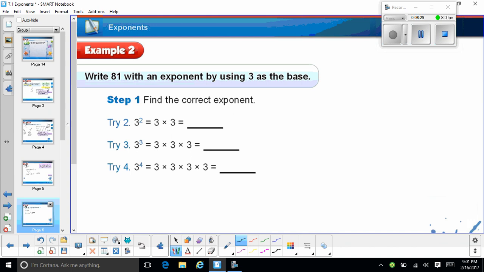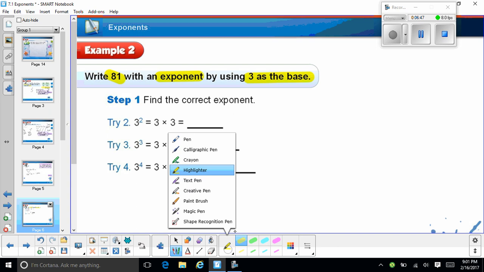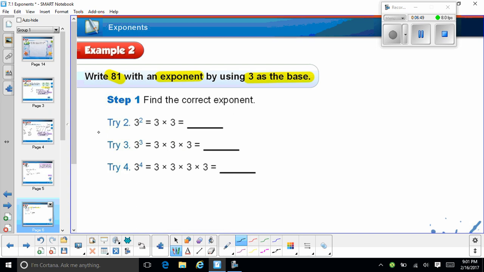In this particular type of problem, they're giving you the answer. So they want me to write 81 as an exponent, and it's telling me that I'm going to be using 3 as the base number. So what this looks like is exactly what you see below. You're going to use 3 as your base number, and I have to find a starting point. So I'm going to start with 2 because 3 with an exponent of 1 is just 3.